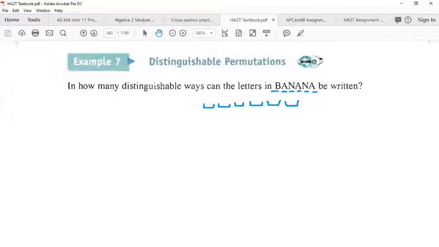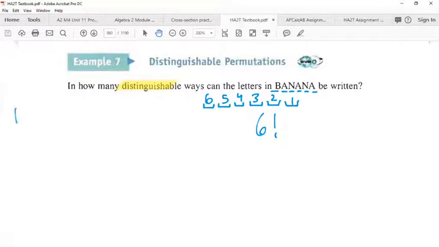So let's think about this for a second. How many letters would be possible to put in this first spot? It'd be 6. How many letters would be possible to put in the second spot? 5, and then 4, then 3, then 2, then 1. And so that is the same as saying 6 factorial, right? And that will give us the total number of ways we can rewrite the letters in banana, but because it says distinguishable, that changes things.